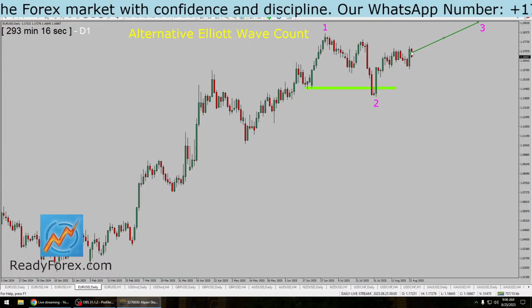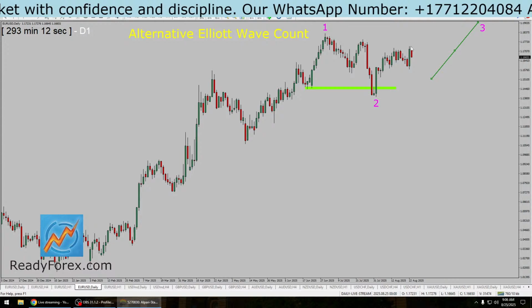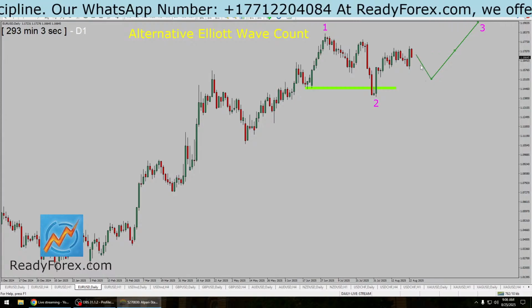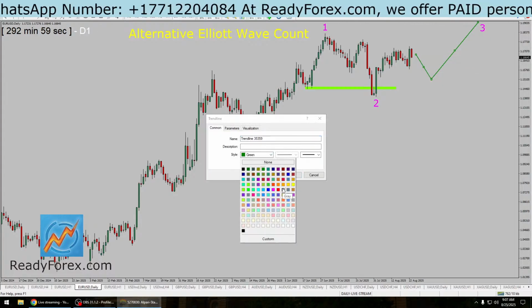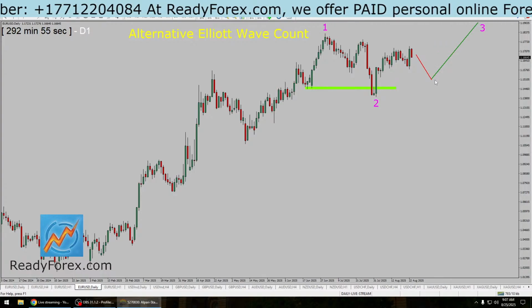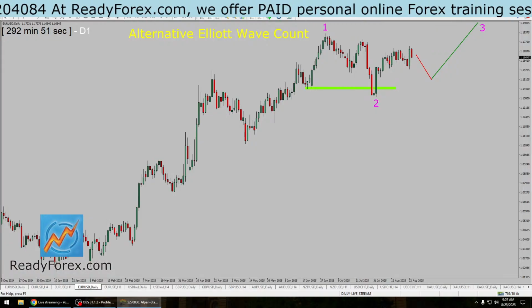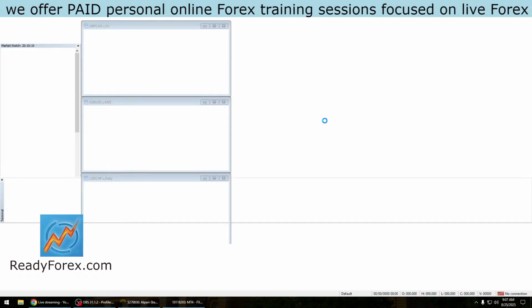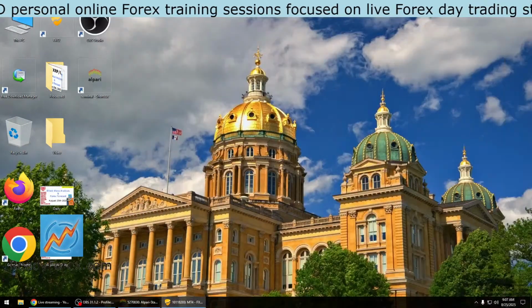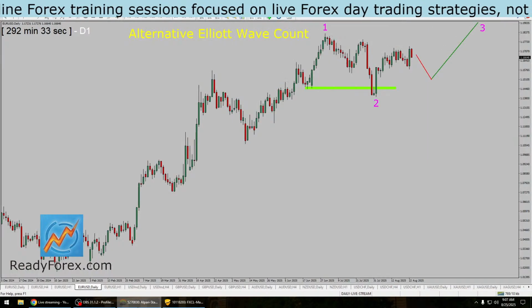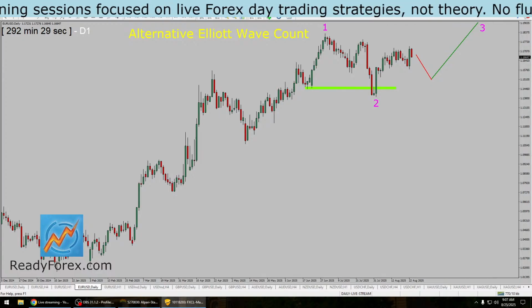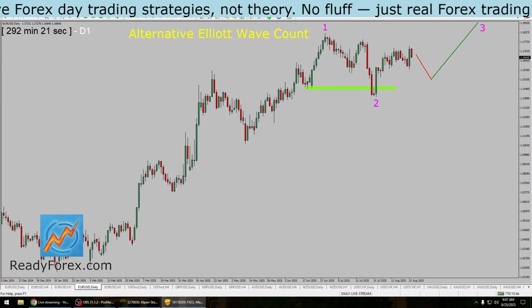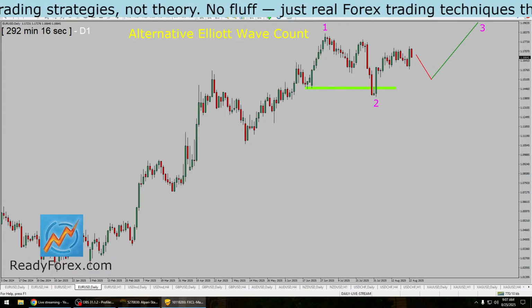So regarding the euro dollar, the way I see it, we got this first leg away. This is the alternative Elliott wave count, and the alternative Elliott wave count suggests that the market is going to drop like this and expect further weakness in price action. So regarding the euro USD pair, the way I see it is trying to drop. Expect further weakness in price action of the euro dollar pair. This whole thing could fall.